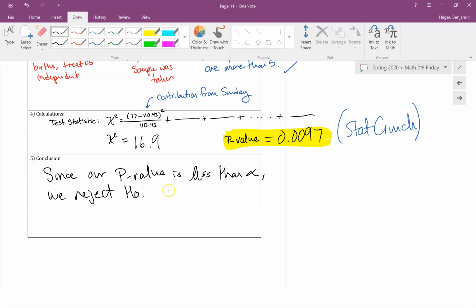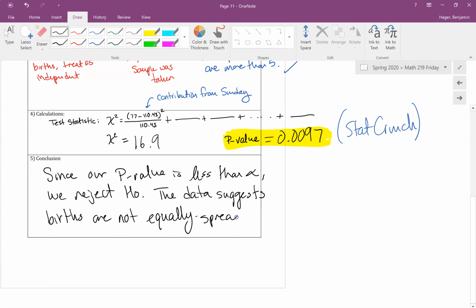So the data suggests, let's see, births are not equally spread out among the days of the week. Let's say that. Births are not equally spread out over the days of the week.